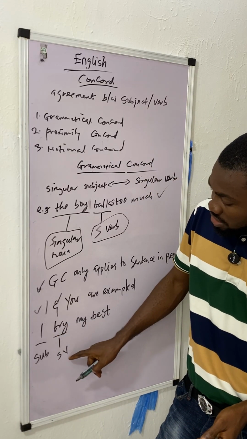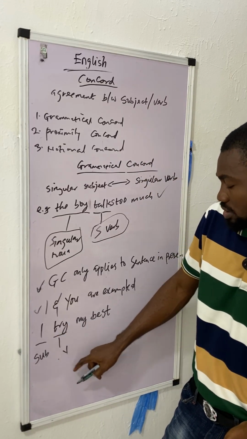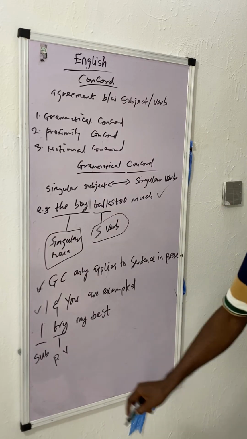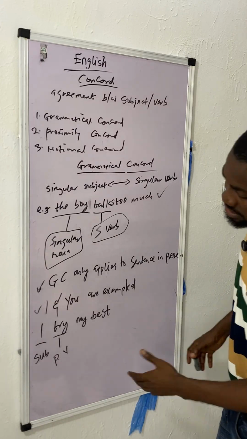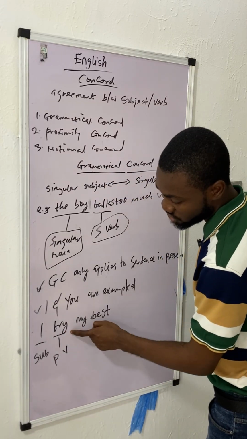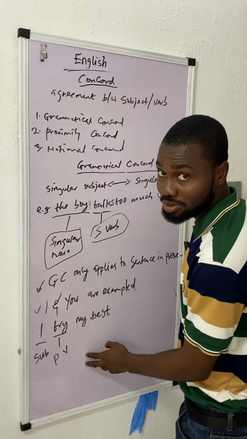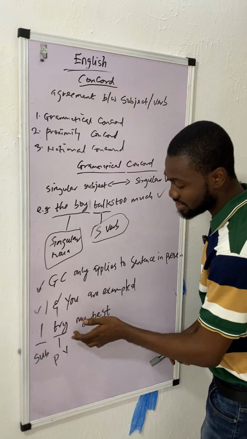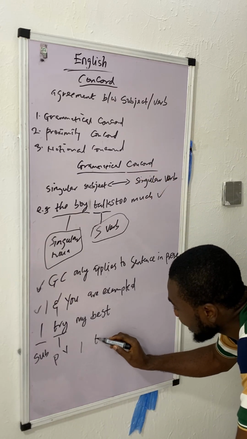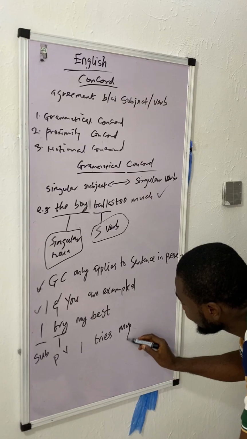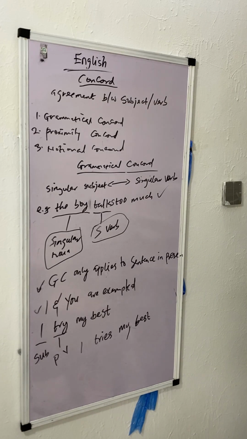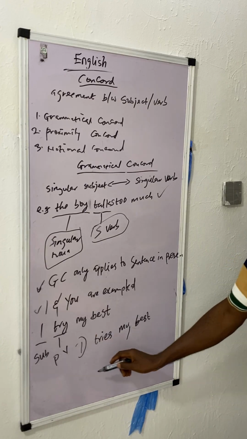I. Try is a what? Is a plural verb, right? Okay. So you can see that it doesn't obey the law of grammatical concord, because I is singular, try is a plural verb. So it doesn't obey the law of grammatical concord. I try my best is correct. But when you go and try to make it obey the grammatical concord, I tries my best. Can you see? Because you have I here, you can't do grammatical concord.